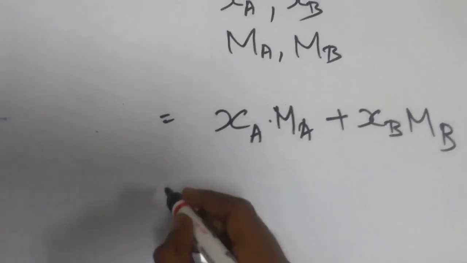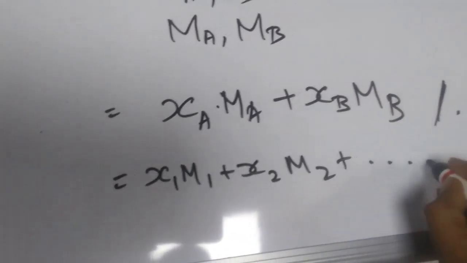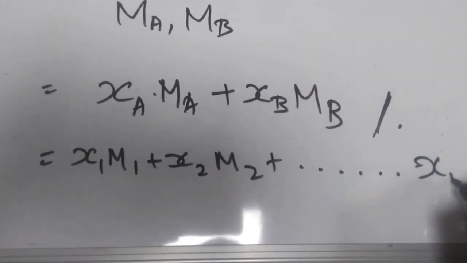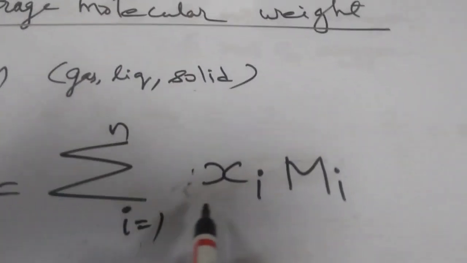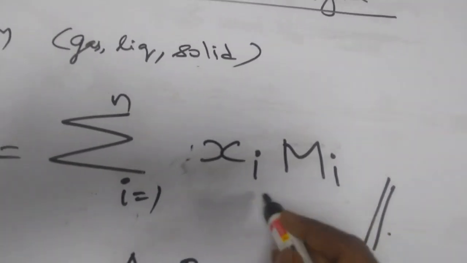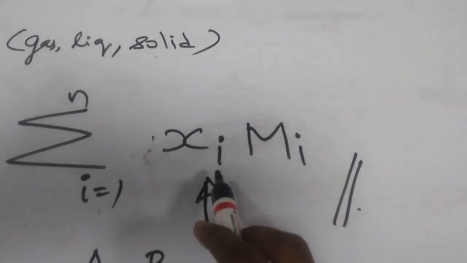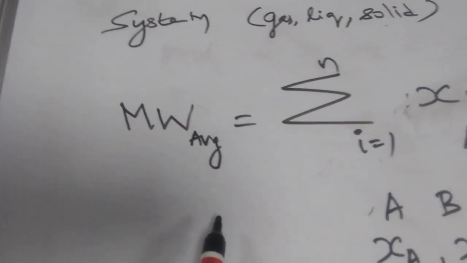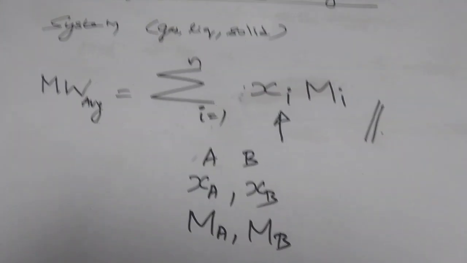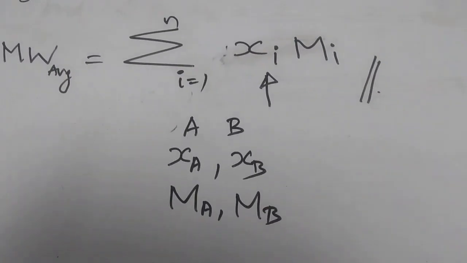For n components, it is going to be x1 M1 plus x2 M2 up to xn Mn. So we shortly write it as average molecular weight is equal to the sum of i varying from 1 to n of xi Mi. This formula we are going to use. That's why I said it is essential to know the mass fraction or mole fraction to determine the average molecular weight of a gaseous mixture, a liquid solution or solid solutions. So this is applicable for all systems: gaseous, liquid and solid.